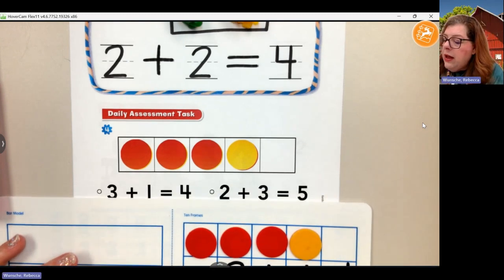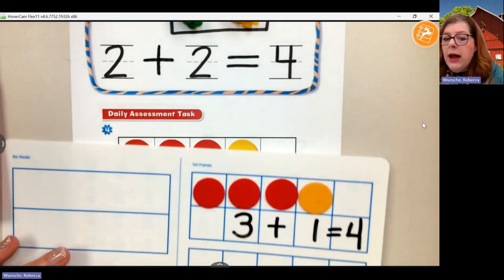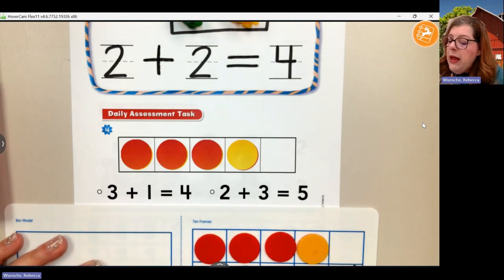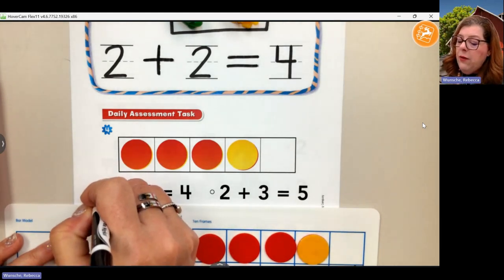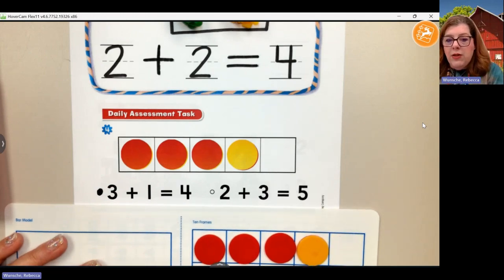Then I would take a look at my 2 number sentences that I've been given here on my page. I just wrote my number sentence. I just said my number sentence. So let's look at these 2 number sentences. Which one would be correct? The one just like what I just wrote on my whiteboard. So it would be my 3 plus 1 equals 4. So I would mark my number sentence that matches this picture.